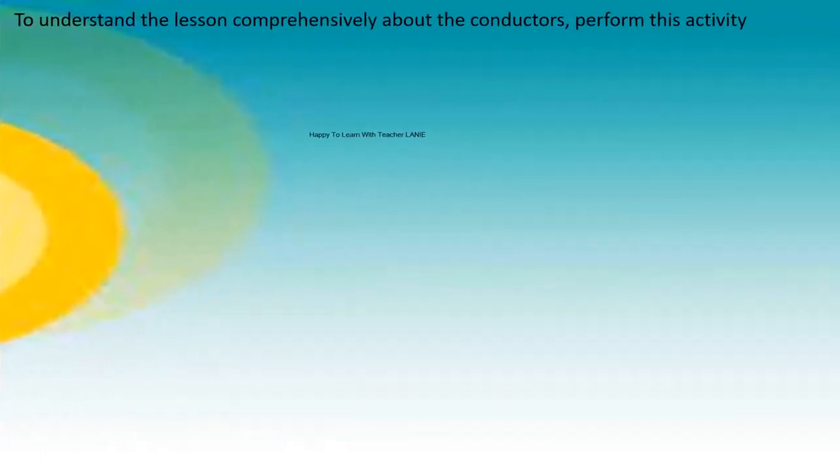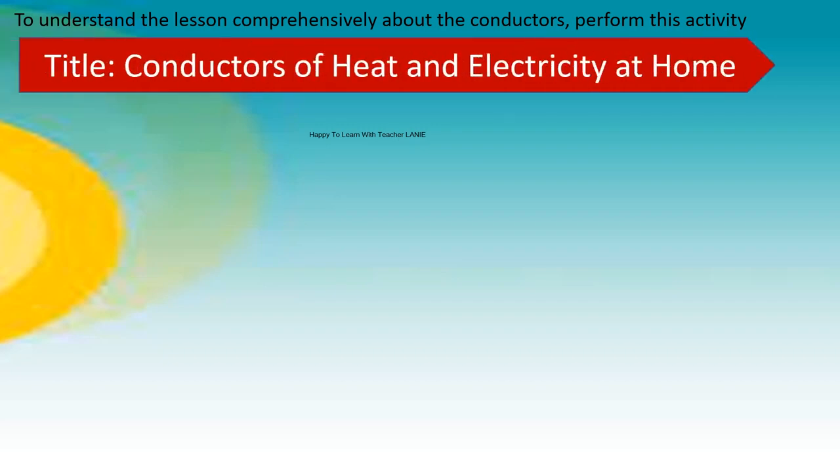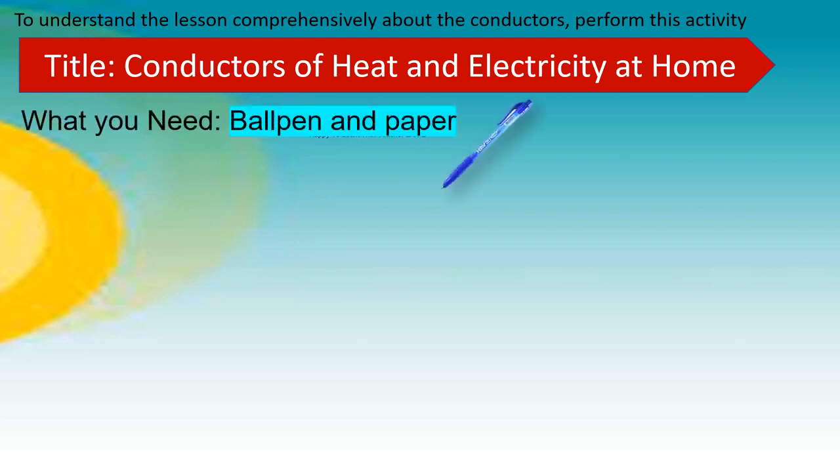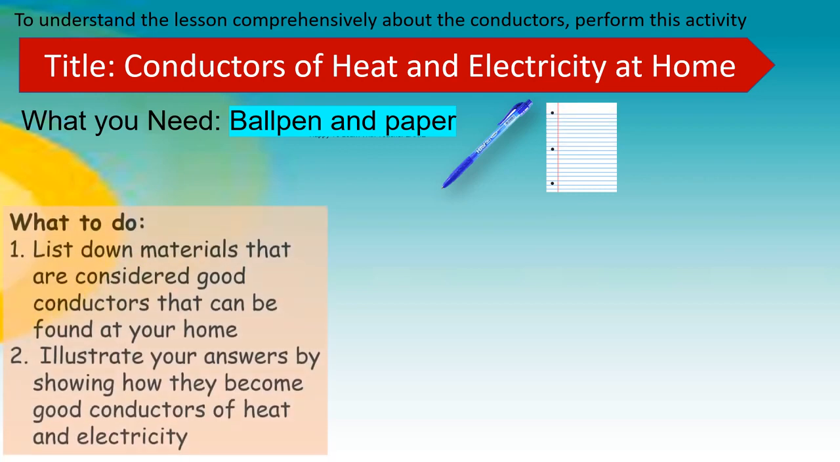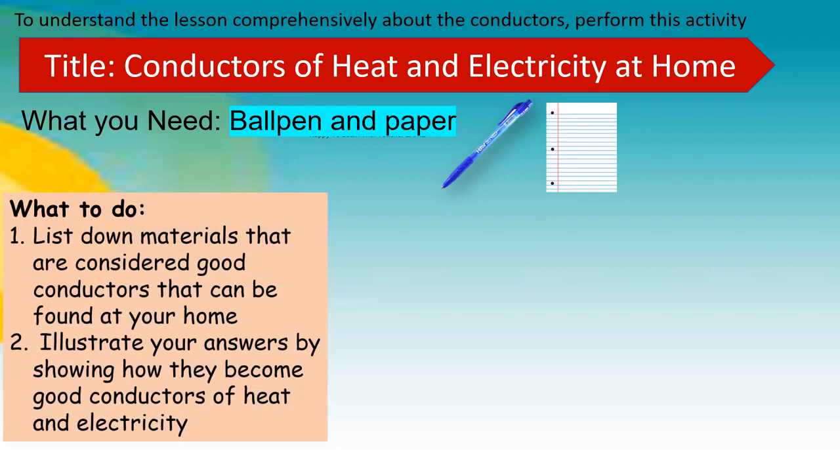To understand the lesson comprehensively about the conductors, perform this activity. Title: Conductors of Heat and Electricity at Home. What you need: ballpen and paper. What to do: 1. List down materials that are considered good conductors that can be found at your home. 2. Illustrate your answers by showing how they become good conductors of heat and electricity.